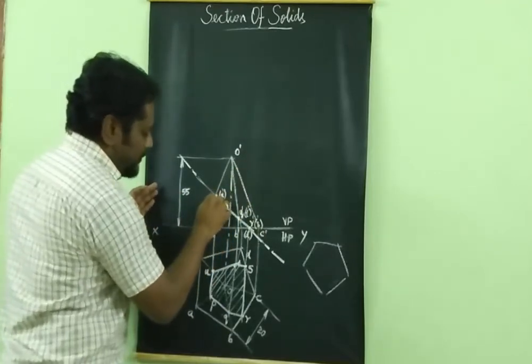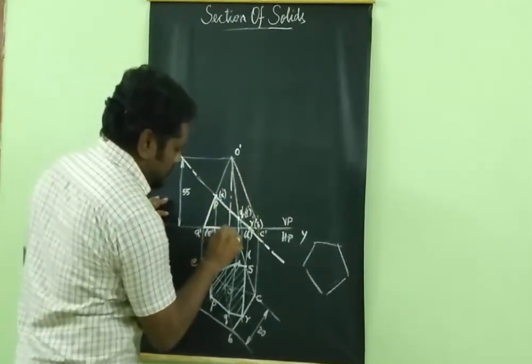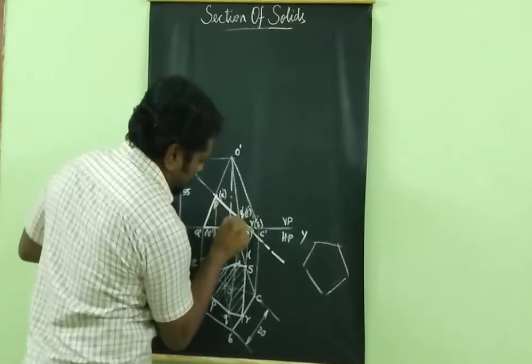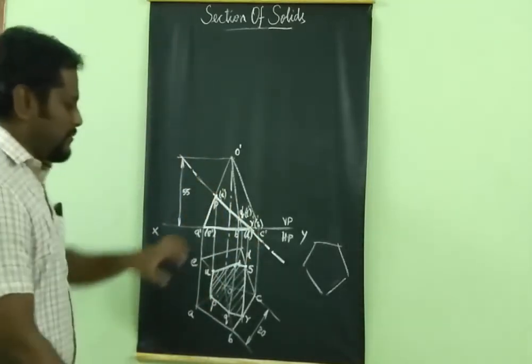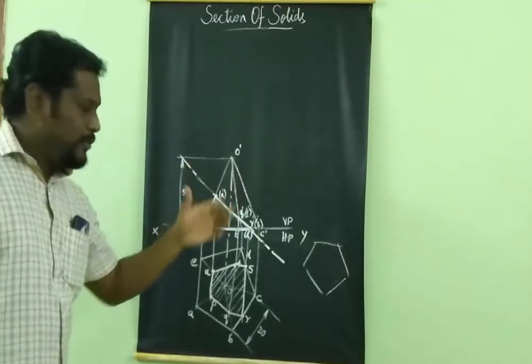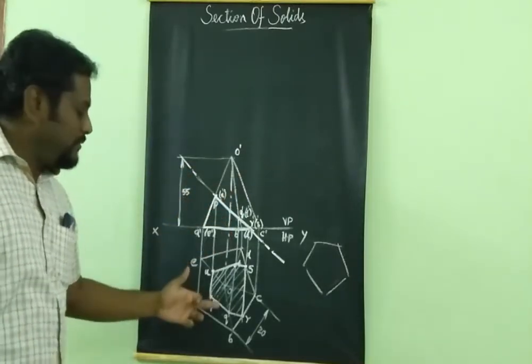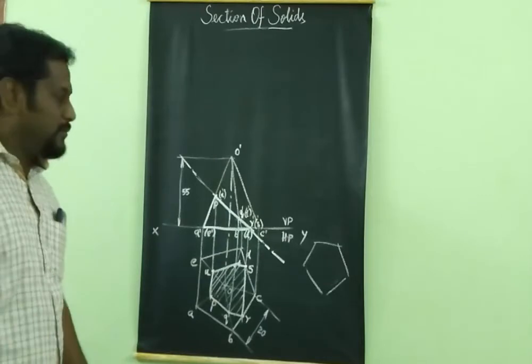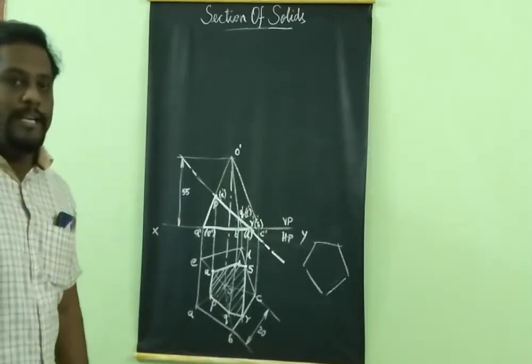and the remaining portion is this. This is your remaining portion. So only this portion is remaining. This portion has been removed. So this is your front sectional view. This is your top sectional view. Then next thing, you have to draw the true shape.